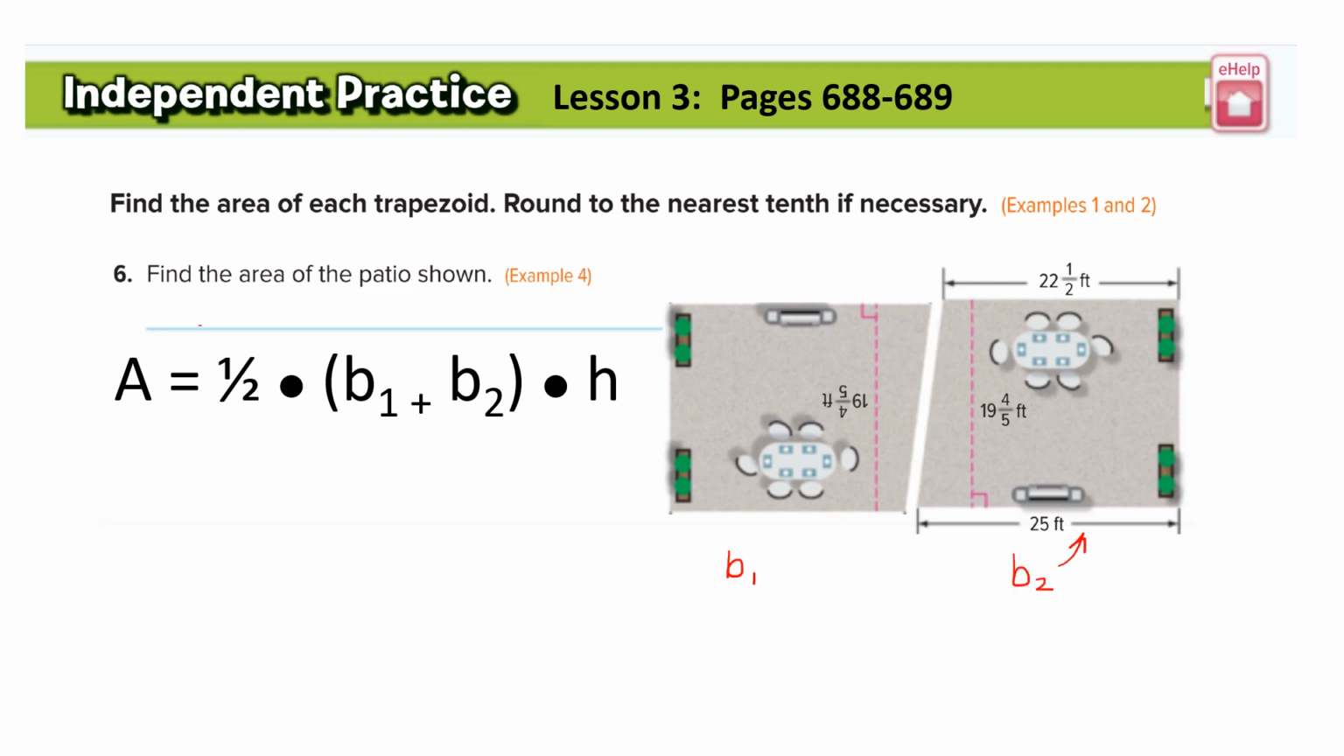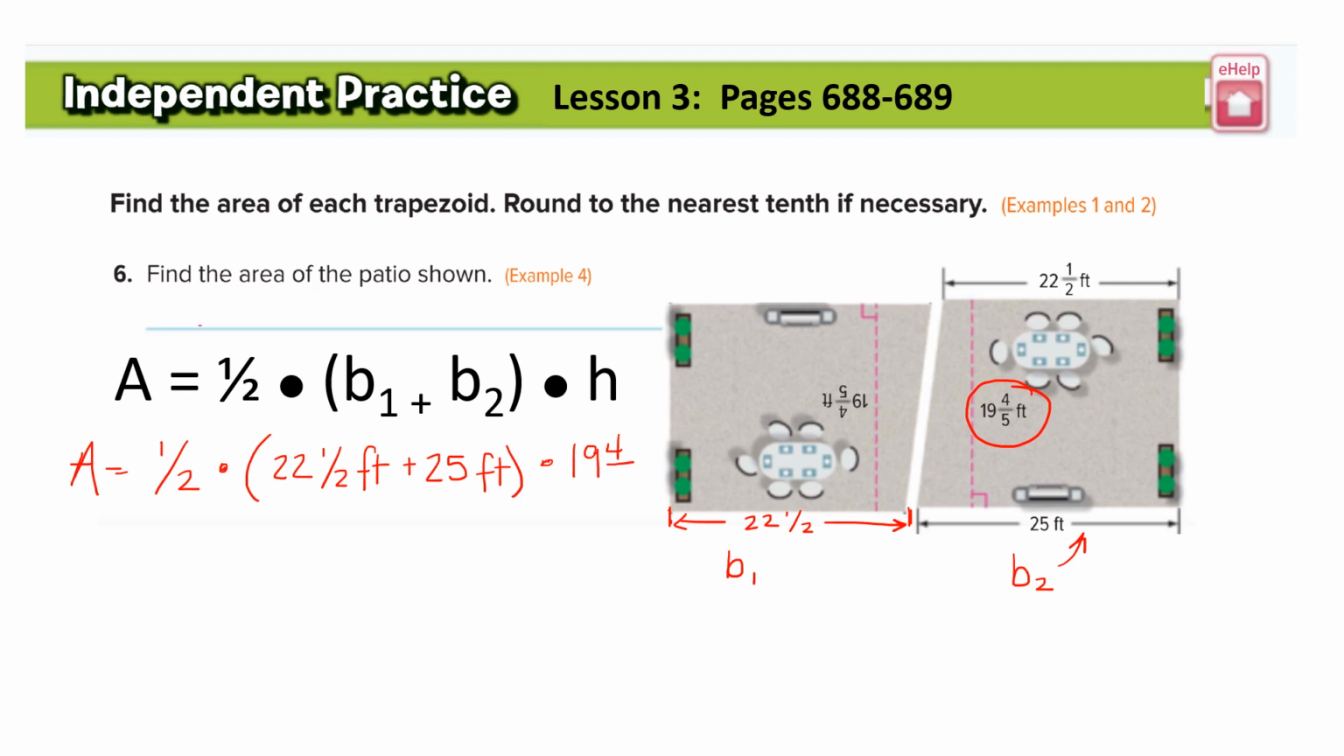Well, base 1 is going to be here, and that's going to be 22.5 feet. All right, so now we have the area equals 1/2 times 22.5 feet plus 25 feet times the height, and the height is 19.4 feet.